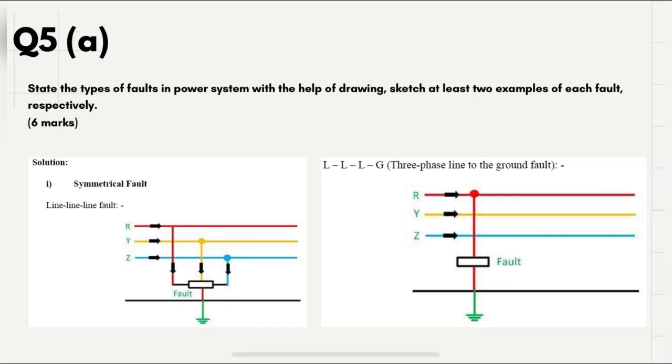And the next one is the 3-phase line to ground fault. The 3-phase line to ground fault includes all the 3 phases of the system. The 3-phase line to ground fault occurs between the 3 phases and the ground of the system. The probability of occurrence of such type of fault is nearly 2 to 3%.